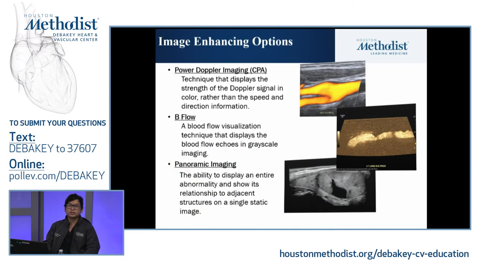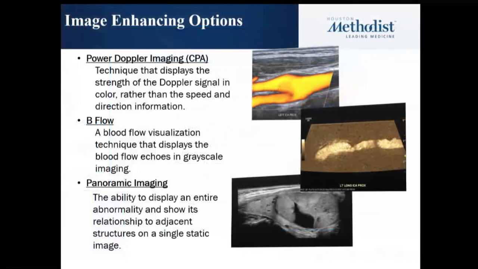Other enhancing options include your power angio. This is a technique that eliminates the direction of flow and color and primarily focuses on low flow. So it's a very sensitive test, allowing you to utilize that package to see if there is any flow whatsoever, if there is a question whether or not there is flow. B-flow is a relatively new enhancement that we primarily see on GE machines, but what it does is use the echoes in grayscale to demonstrate flow.